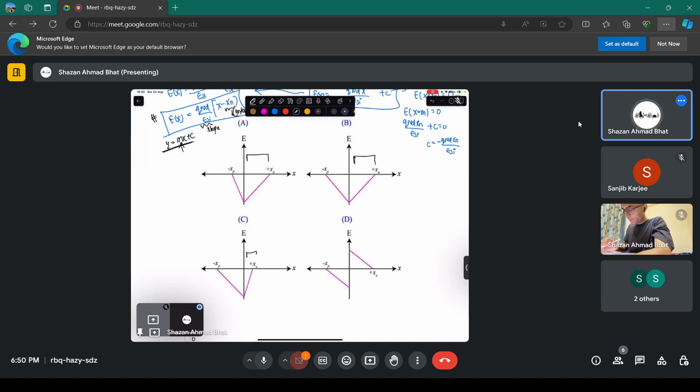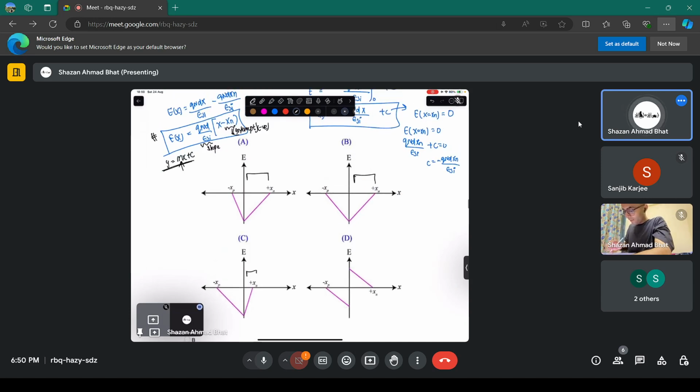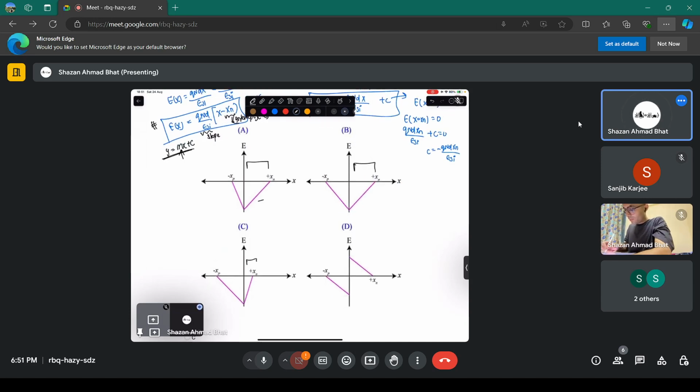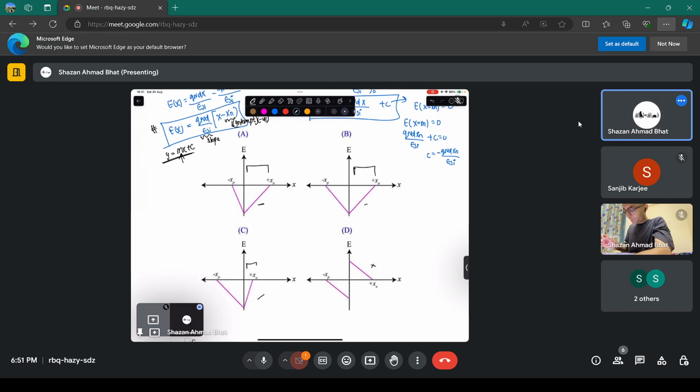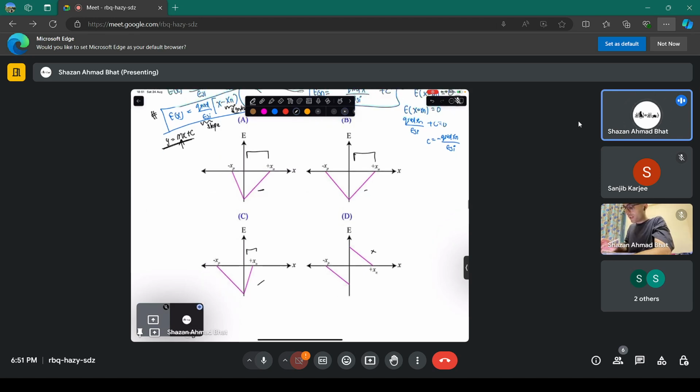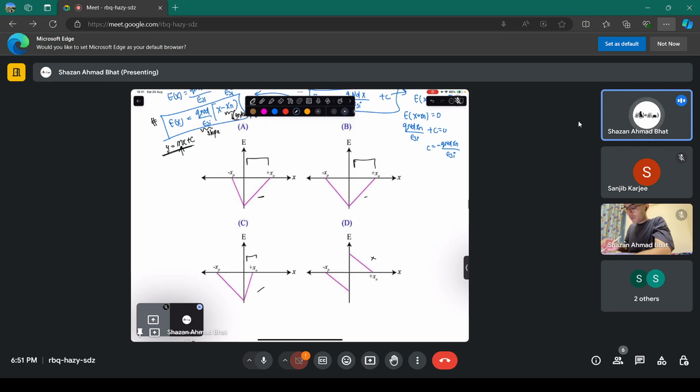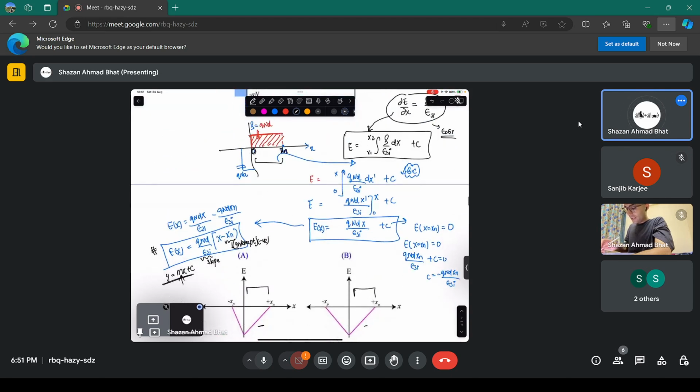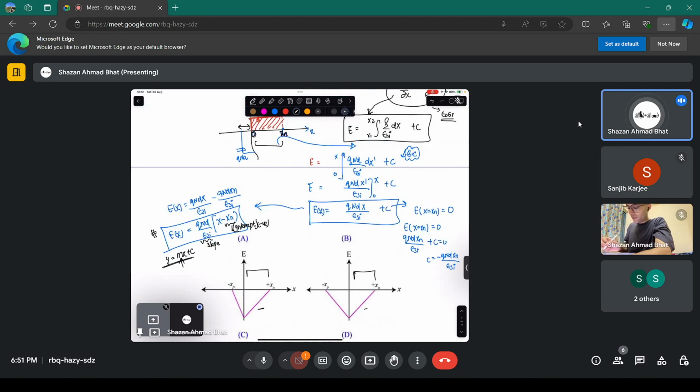Let's see where it is. First of all, you note that the slope is positive in all of the cases, not this one, these three cases. The intercept is negative here, and these three cases look kind of feasible, but how are you going to decide about it? For that you need to solve the electric field along this direction.